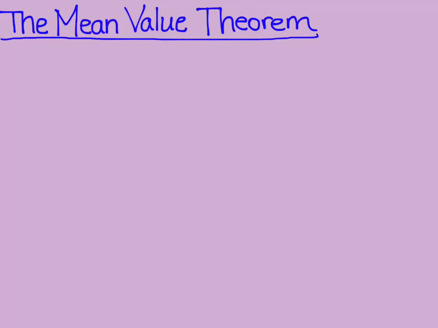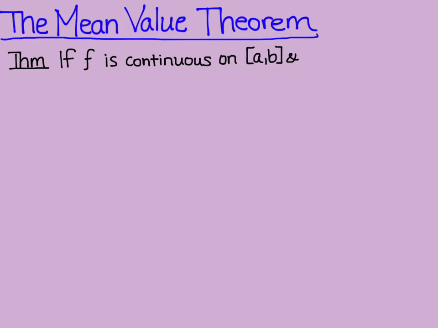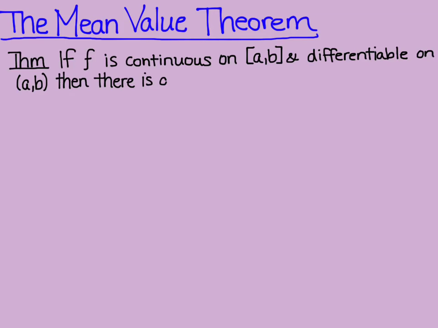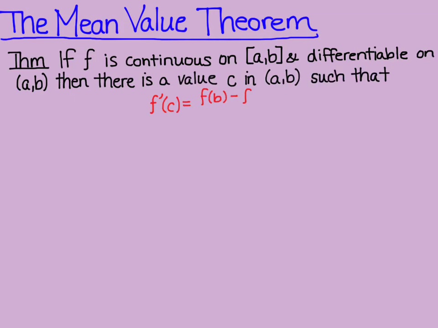The following video is on the mean value theorem. The mean value theorem says that if f is continuous on a closed interval from a to b and differentiable on the open interval from a to b, then there is a value c in the open interval from a to b such that f prime of c equals f of b minus f of a over b minus a.